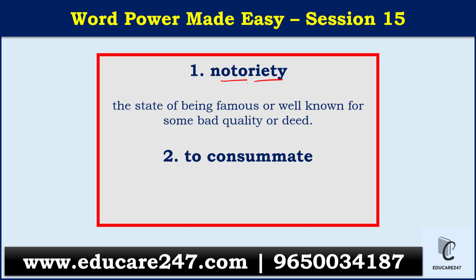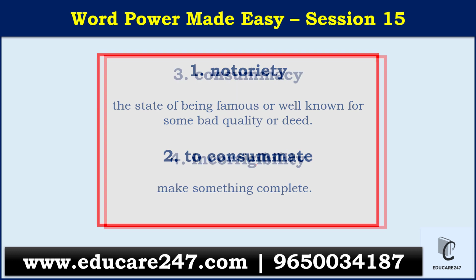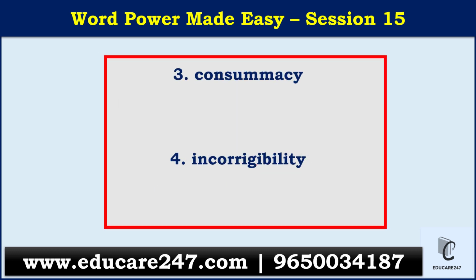Next is to consummate. Summus was to make something complete. So making something complete will be termed as to consummate. Next we have consummacy. Consummacy is basically coming from consummate. Here it was making something complete, and here it is making something artistic. So being at a state of artistic height will be termed as consummacy.